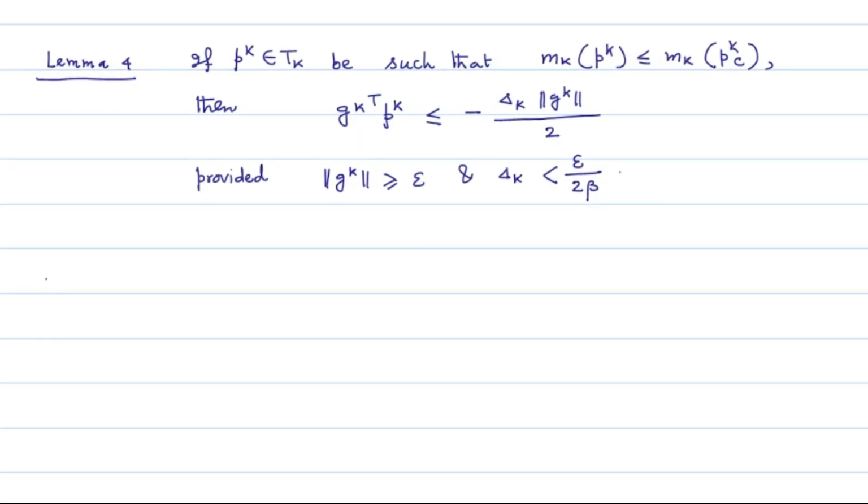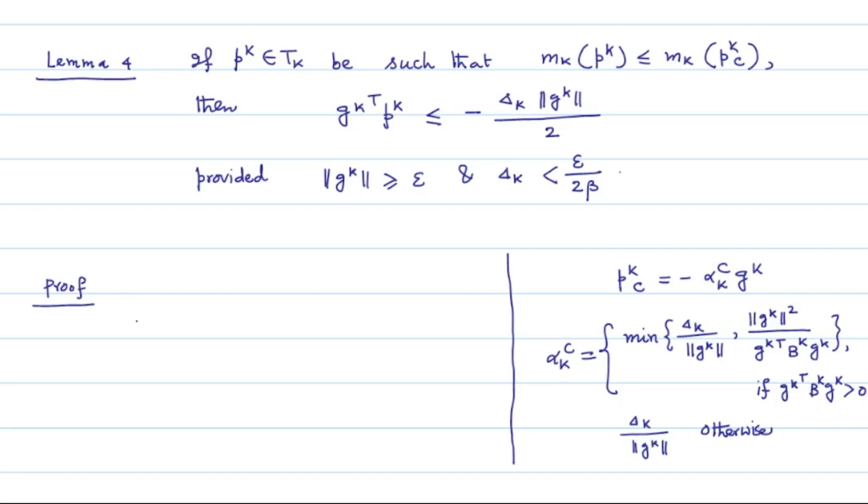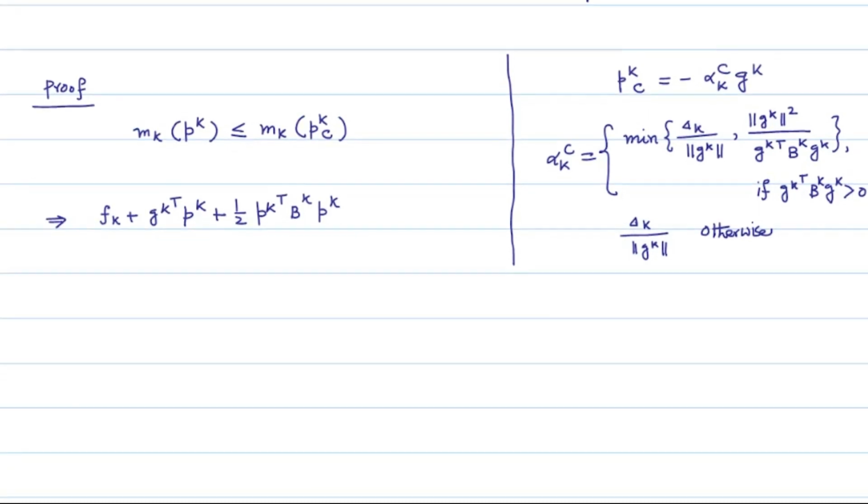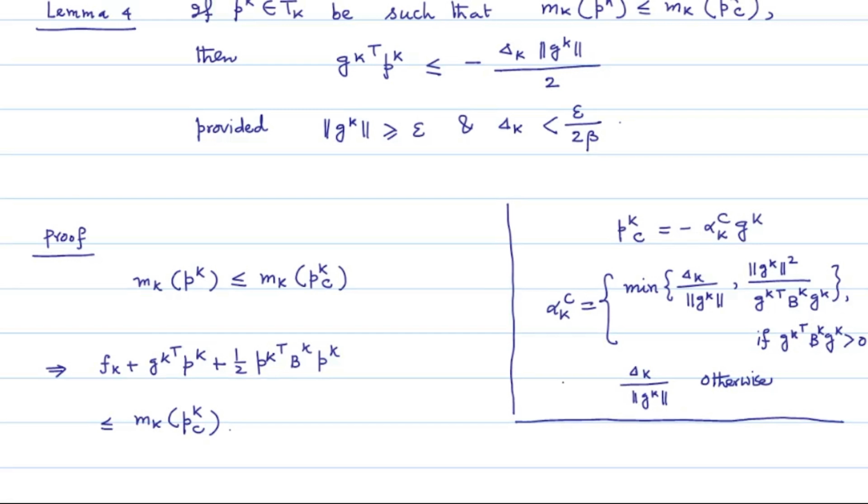To prove this result, we recall the formula for the Cauchy step, and therefore this inequality m_k(p_k) ≤ m_k(p_k^C) gives us f_k + g_k^T p_k + (1/2) p_k^T B_k p_k ≤ m_k(p_k^C).